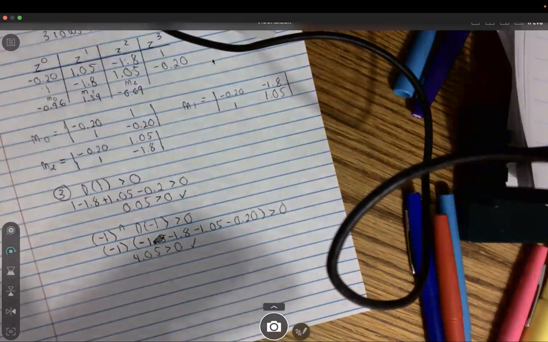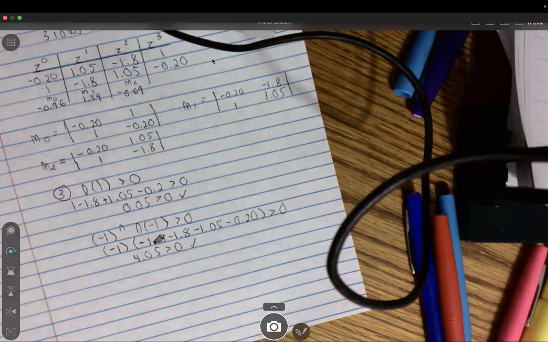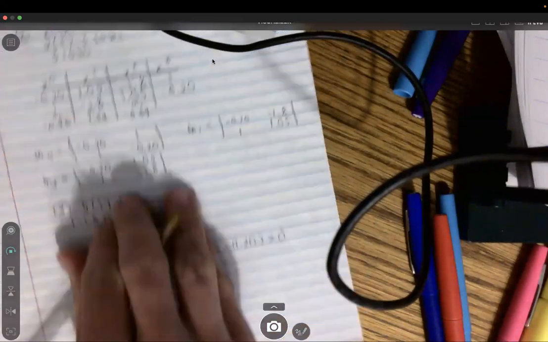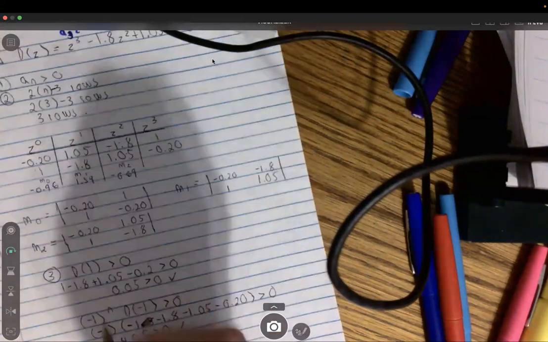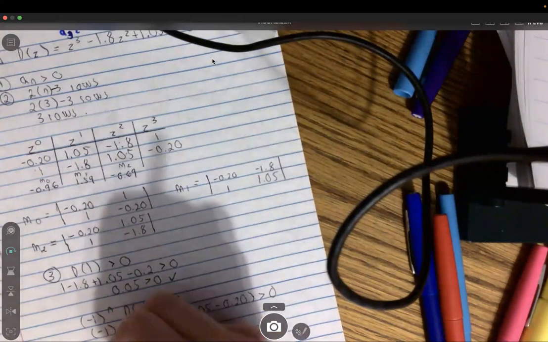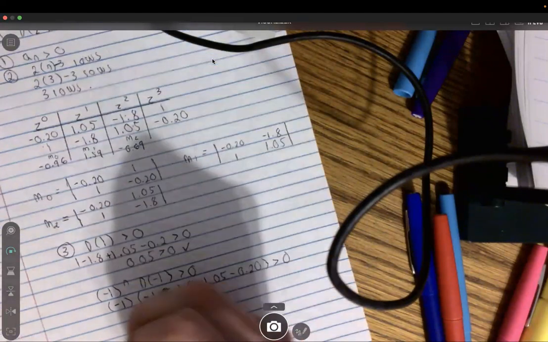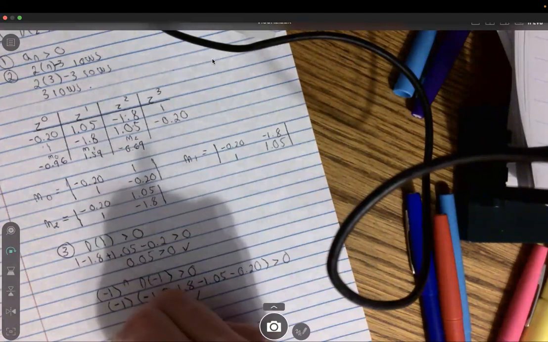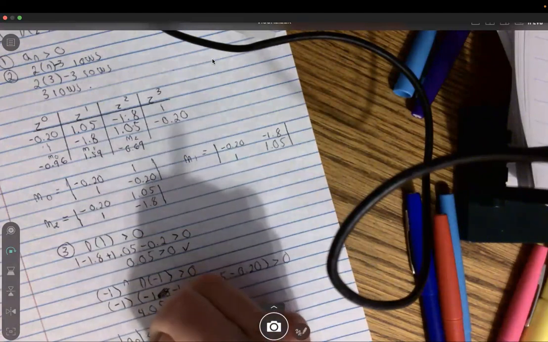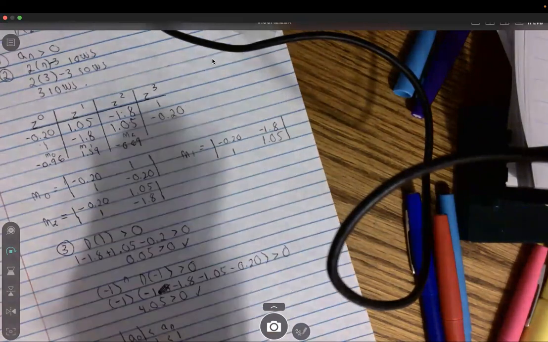Now we have to look at the coefficients. Is a naught less than a n? Our a naught, the absolute value of negative 0.20, is less than 1. And so that is true, so we're good.